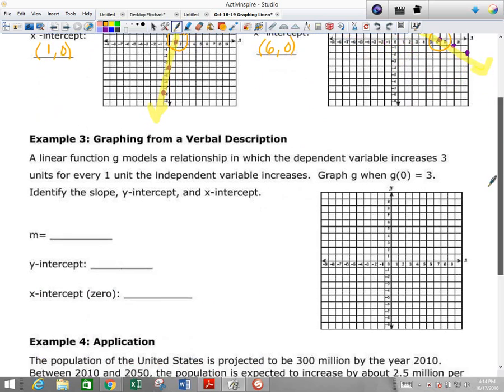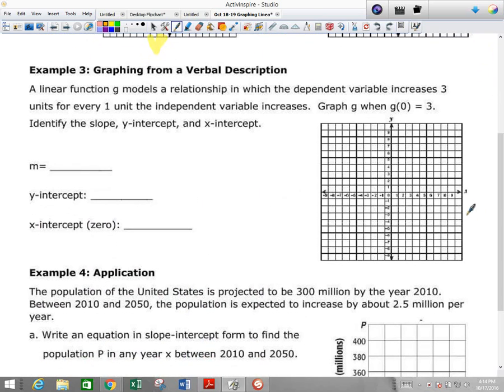All right, let's look at this word problem. Graphing from a verbal description. A linear function g models a relationship in which the dependent variable, it's a key word here, increases 3 units for every 1 unit the independent variable increases. Graph g when g of 0 equals 3. Identify the slope, the y-intercept, and the x-intercept.